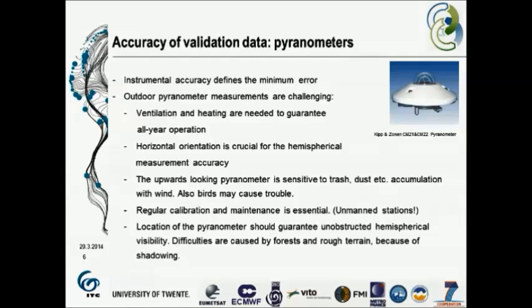Horizontal orientation is necessary for hemispherical measurement accuracy. And then, unfortunately, the upwards-looking pyranometer is especially sensitive to trash, dust, etc., accumulation with wind. And in some places, birds, unfortunately, like these pyranometers. So that is a challenge for continuous measurements. And regular calibration and maintenance is essential for that purpose. And we have quite many unmanned stations. So you have to realize that the unmanned stations can't guarantee everything at the same level as manned stations.